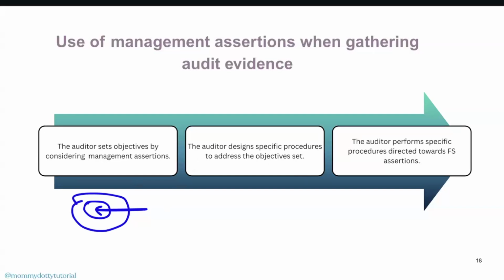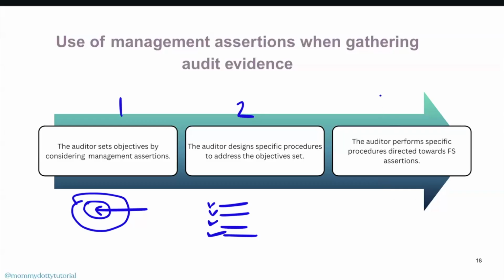Okay. The next one, the auditor designs specific procedures to address the objective set. So this is number 2. And then number 3, the auditor performs specific procedures directed towards FS assertions. So first, you design or you set your objective. The second one, you start preparing the procedure. So these are checklists or procedures. Okay? That's number 1, number 2, number 3, number 4. These are their checklists.